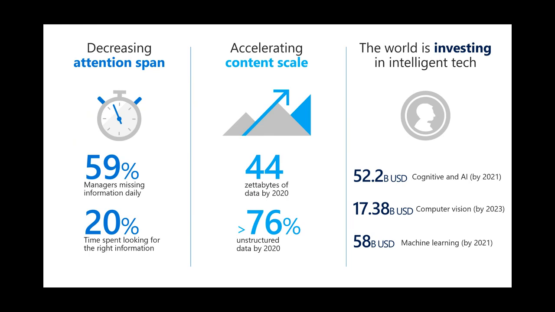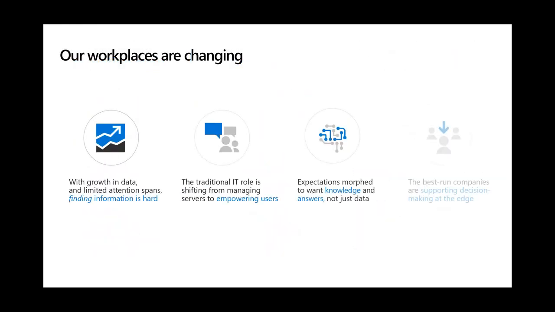So if you think about it, by 2021, $52 billion are going to be spent on cognitive services and artificial intelligence, $17 billion on computer vision, and $58 billion on machine learning. And all of that is because our workplaces are really fundamentally changing. With that growth in data, that also leads to limited attention spans, which makes finding information harder and harder. At the same time, the traditional IT role is shifting.